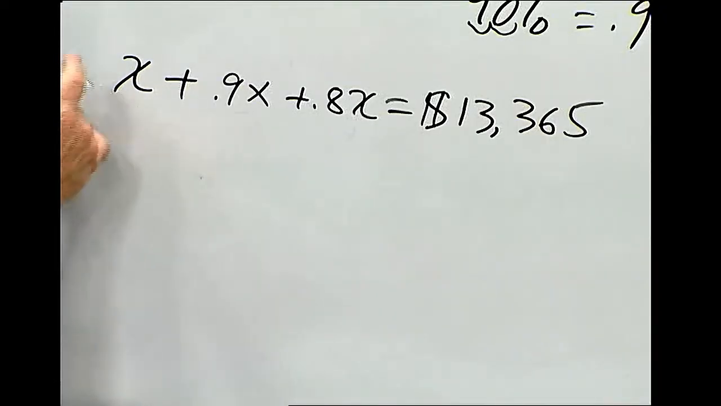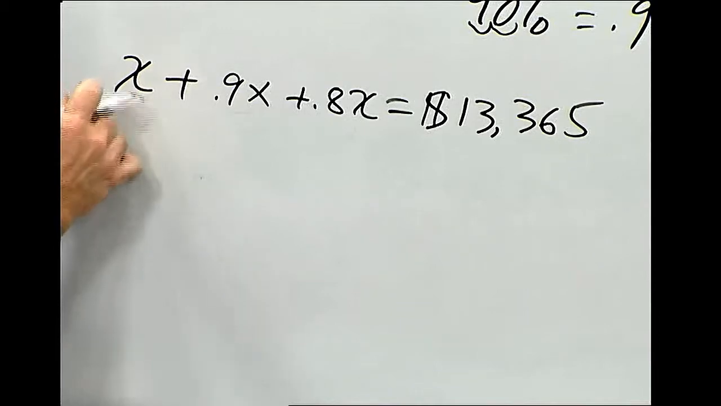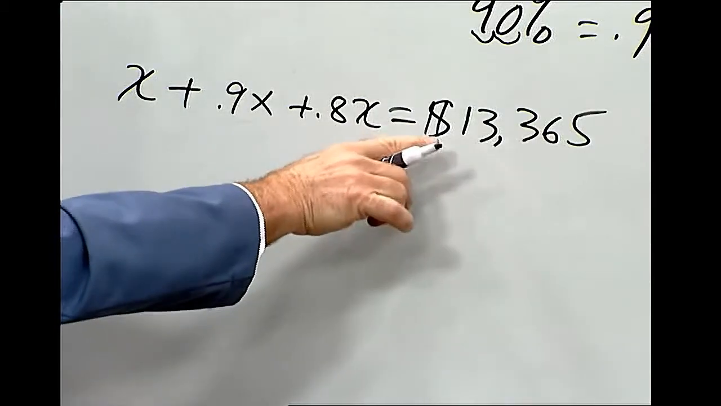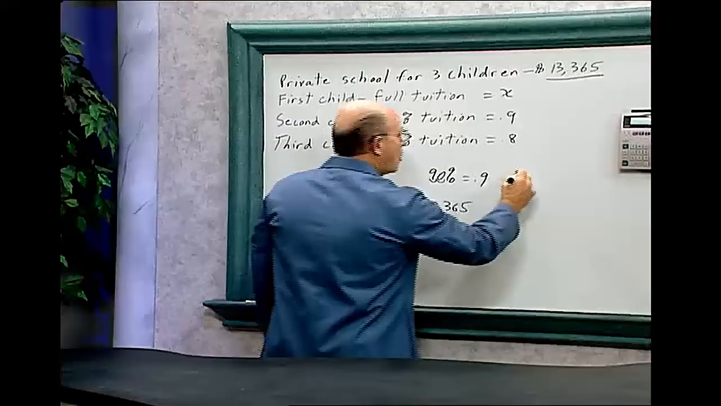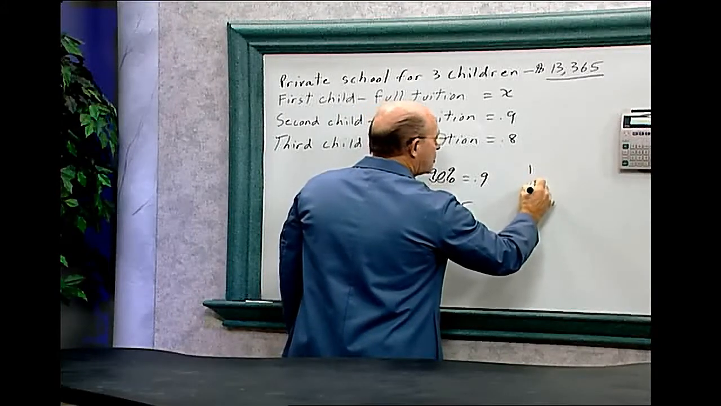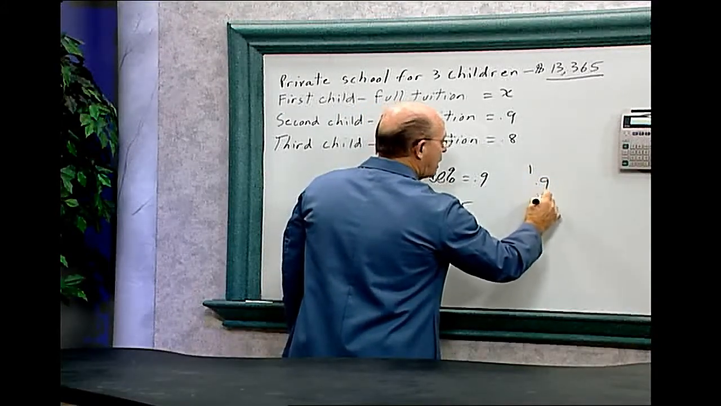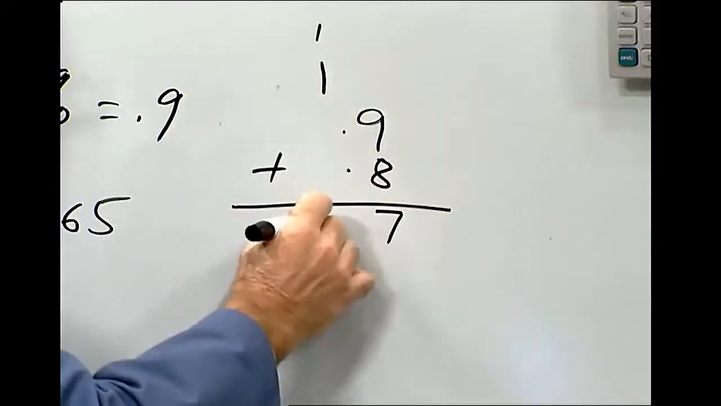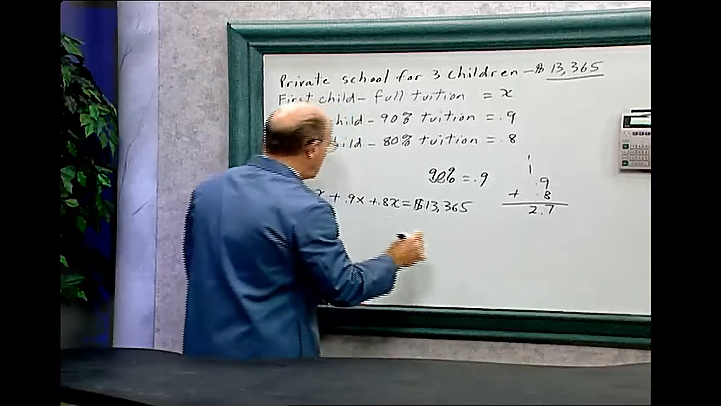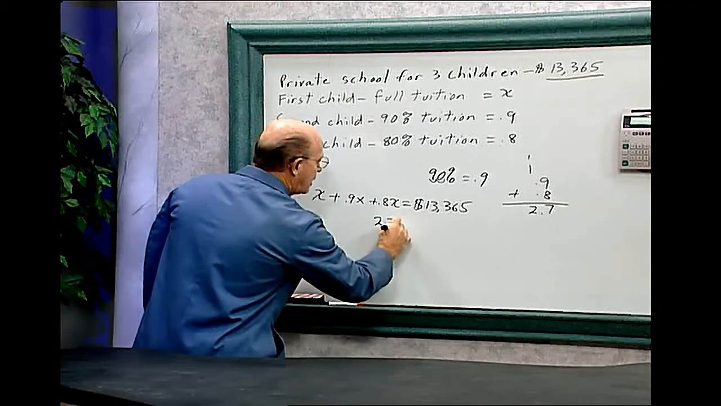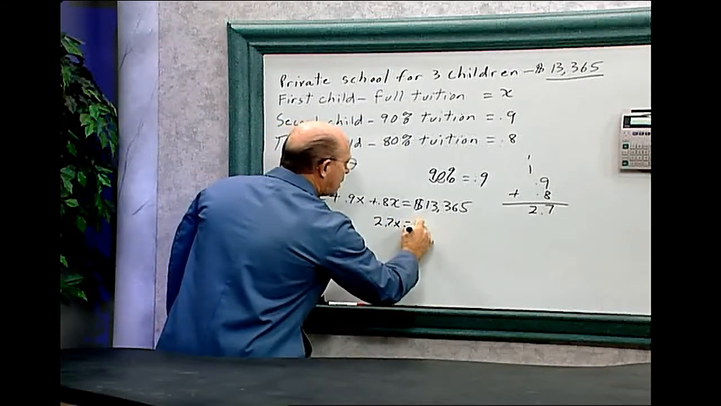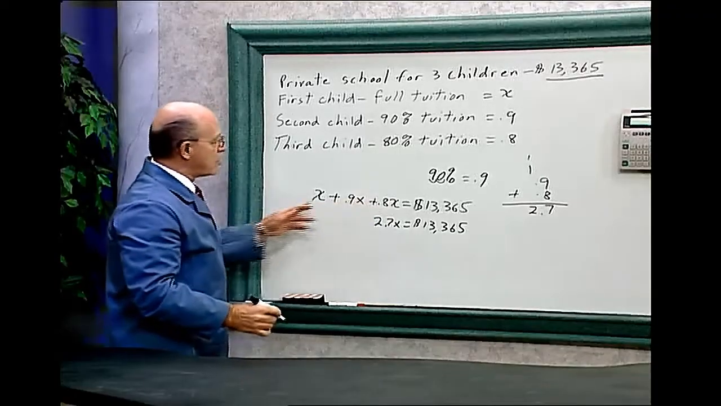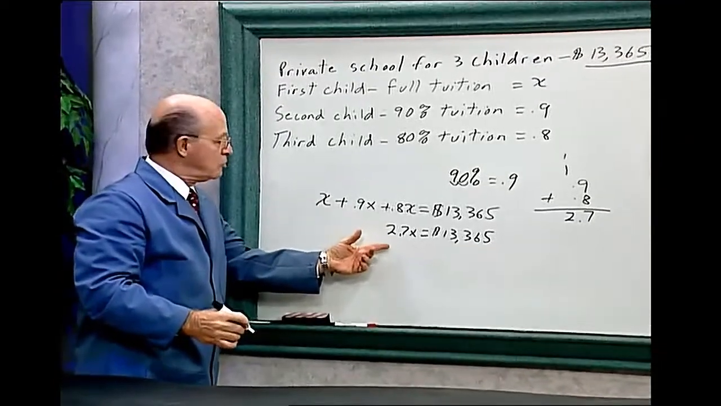So 1x, remember, there's a 1 really here, it's an imaginary 1. 1x plus 0.9x plus 0.8x equals $13,365. So it's 1 plus 0.9 plus 0.8 equals, carry, that's 17, and that's 2, so it's 2.7. So it's 2.7x equals the $13,365. And so when you add these all together, that is equivalent to 2.7x.